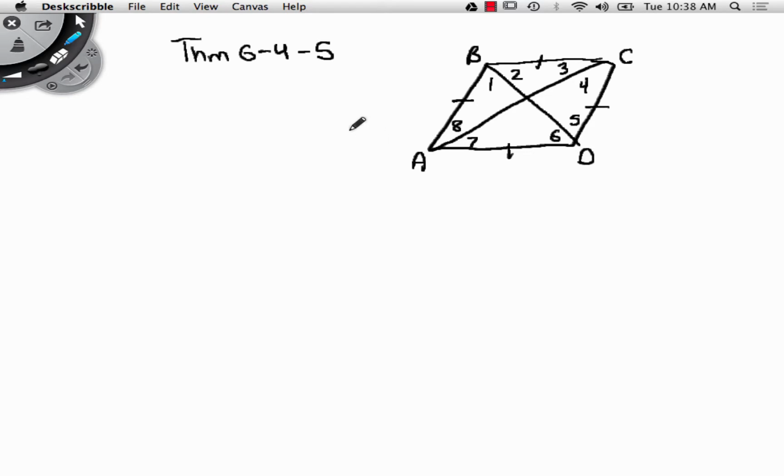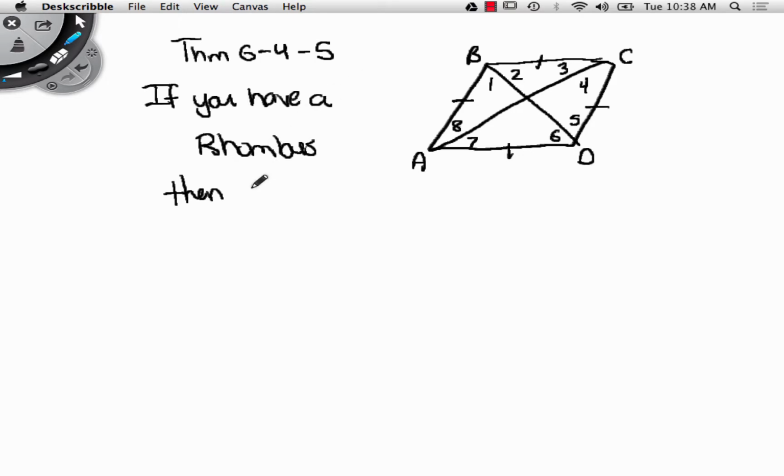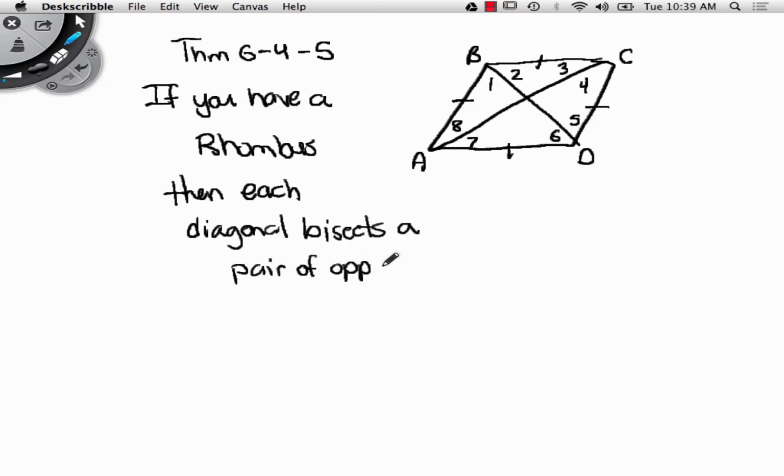All right. Theorem 645. If you have a rhombus, then what we can say is each diagonal bisects, that means cuts in half, a pair of opposite angles.